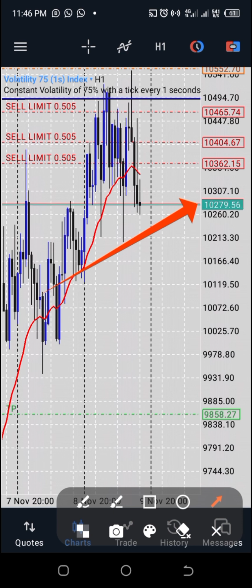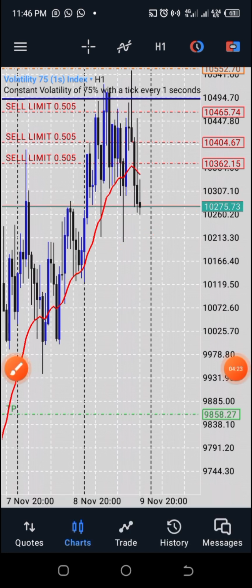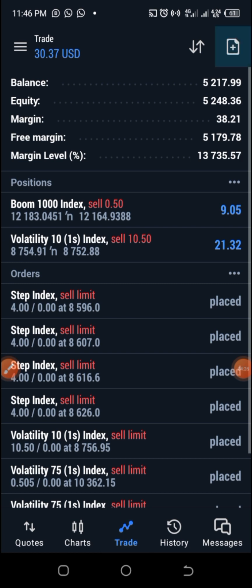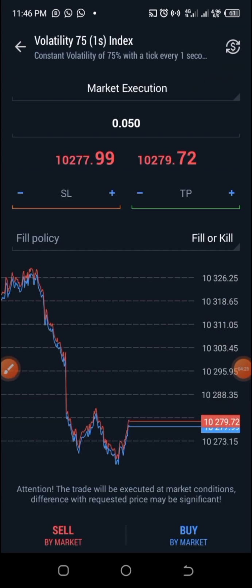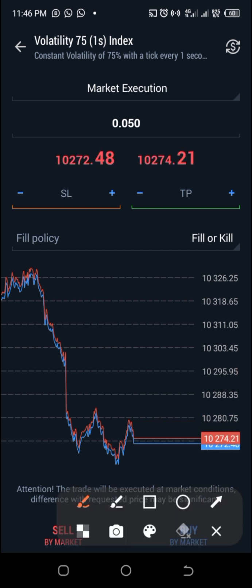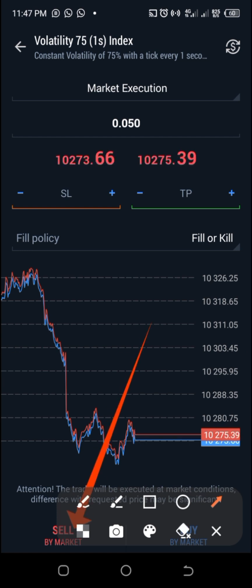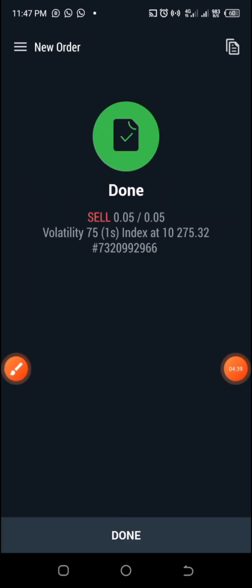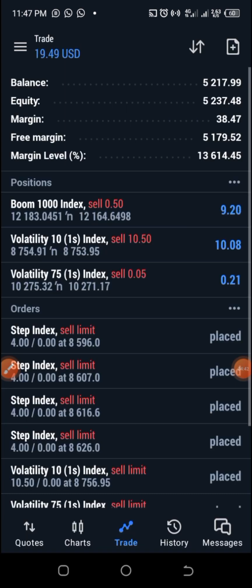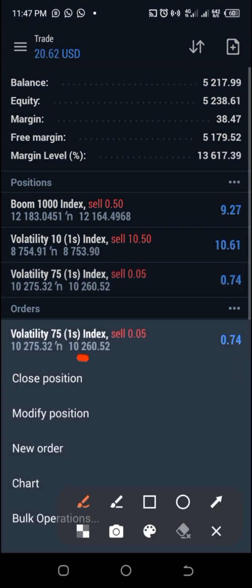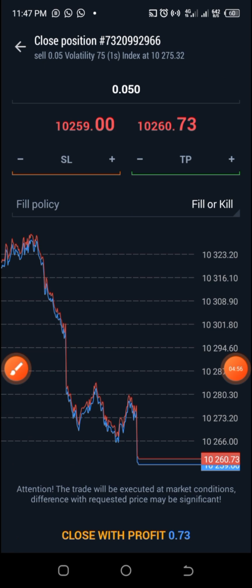So let me place a sell, since I'm expecting price is likely to continue dropping. To do that, I'll hit on trade. Then I go to here, as I told you, on the top right corner. Then I'll click on this button, sell by market. Sell by market. Done. You can see I have entered. All right. So that's what we mean by instant market execution. So let me close it. You hold, then you click on close. Let me close it. I close it.